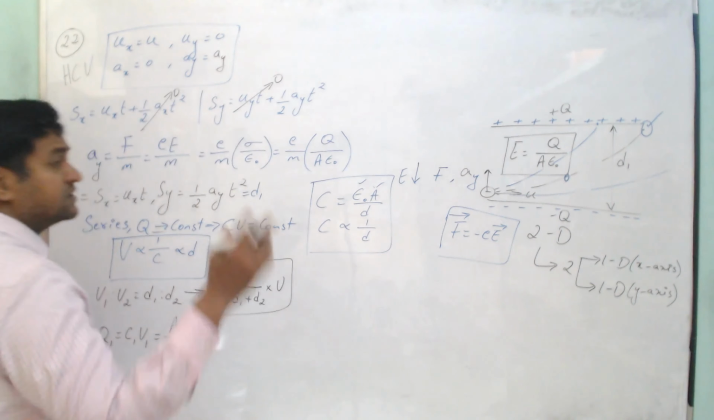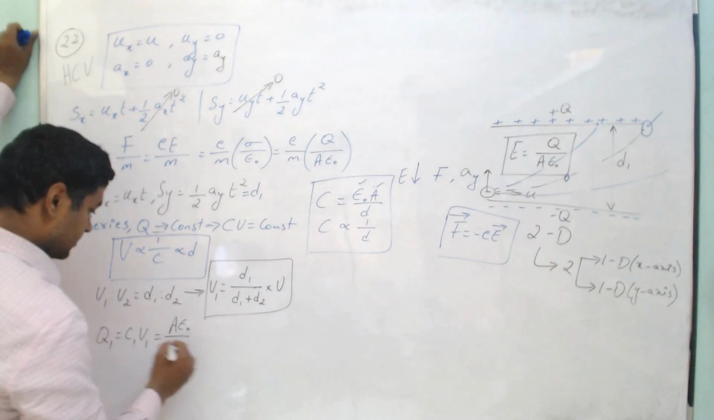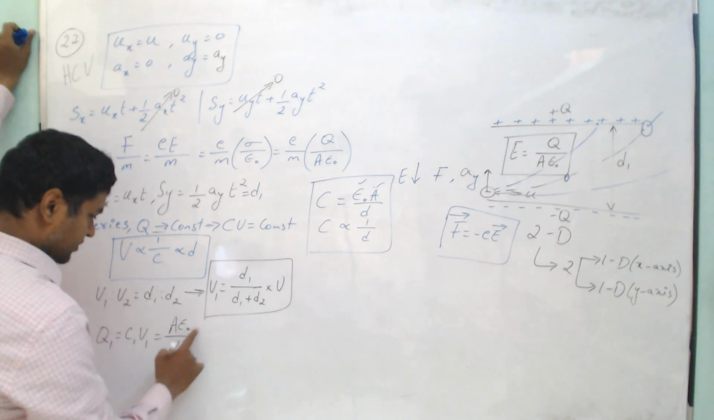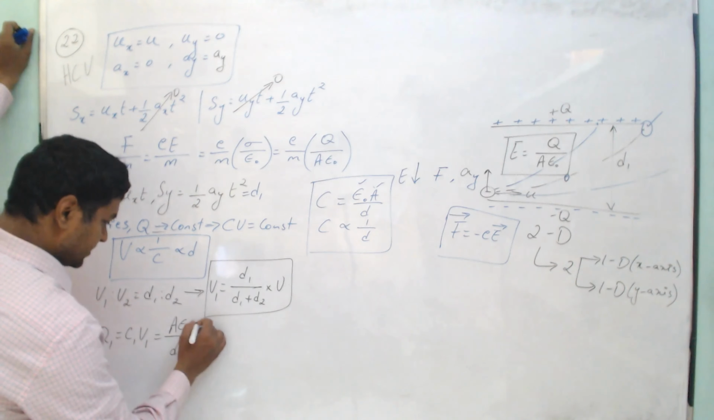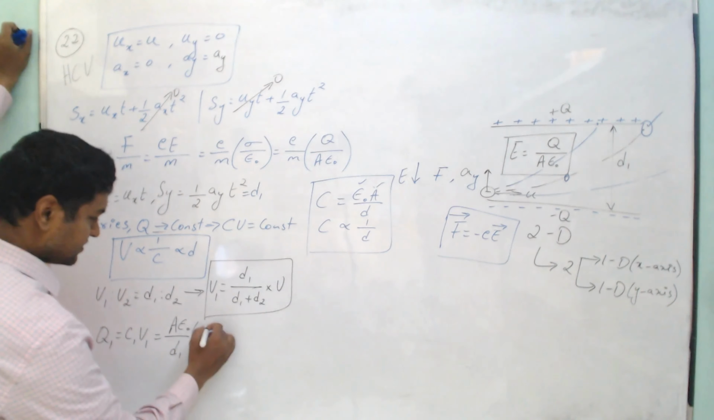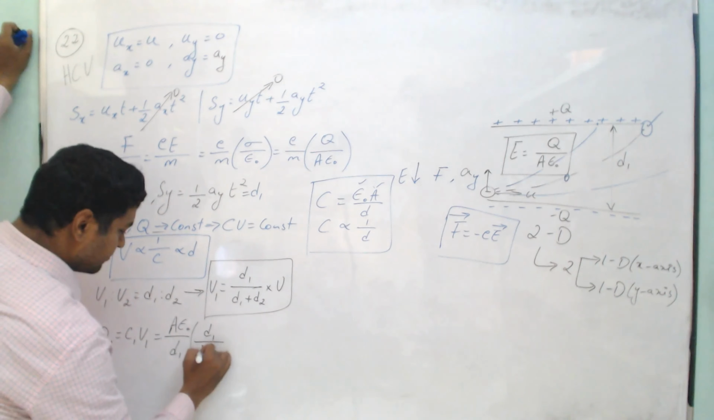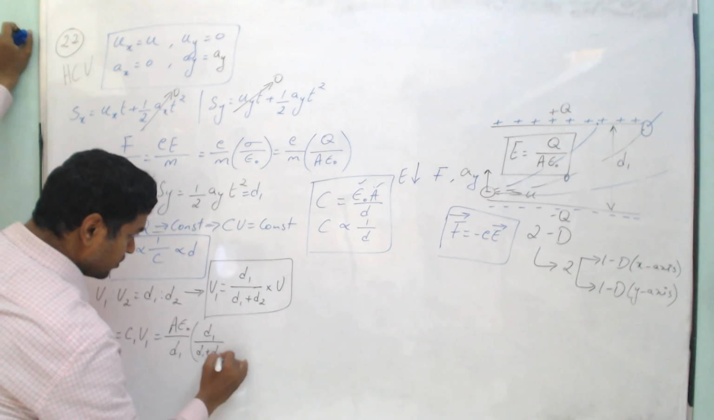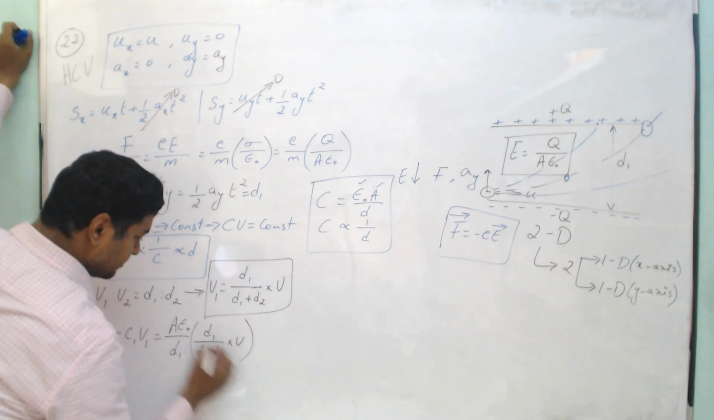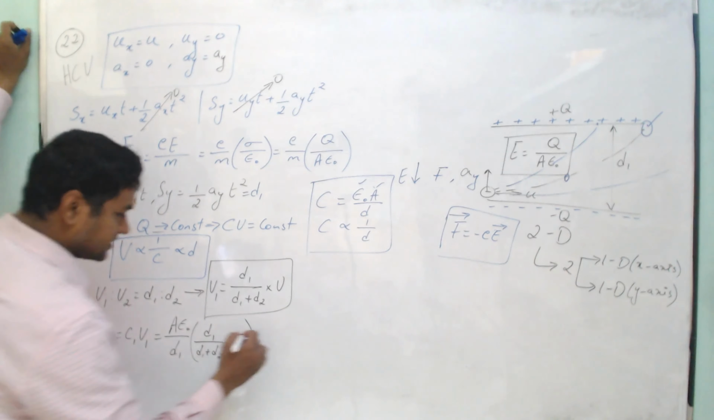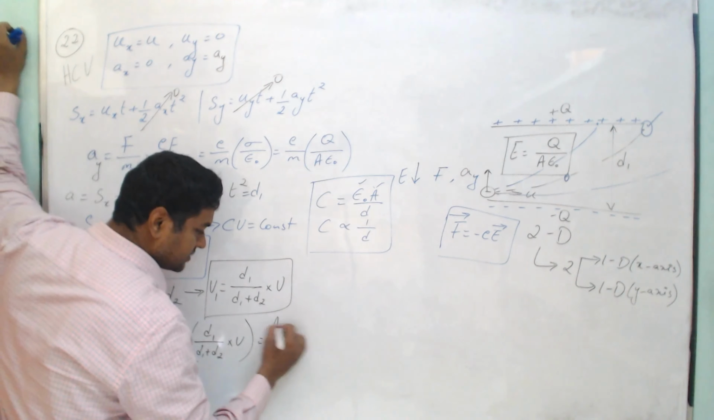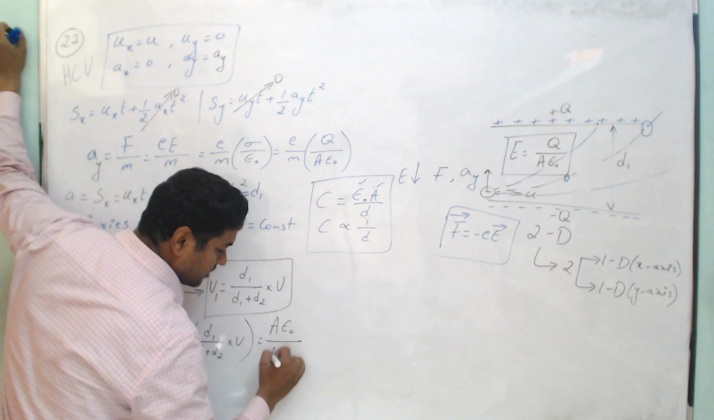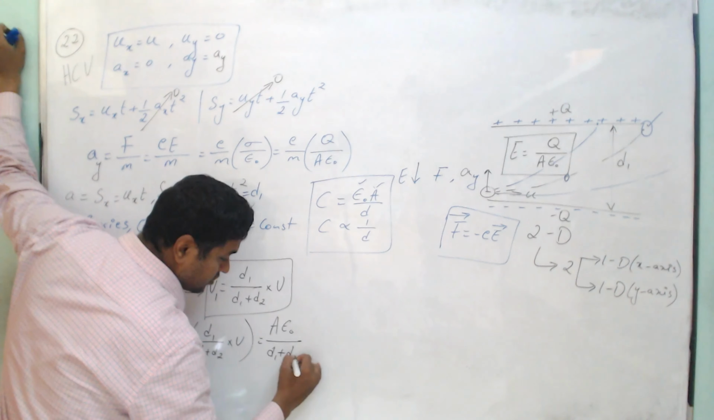Q is C1 into V1. That is A epsilon naught by D1 capacitance into V1, which is D1 upon D1 plus D2 into V. See, my D1 and D1 are getting cancelled. My answer is A epsilon naught by D1 plus D2 into V.